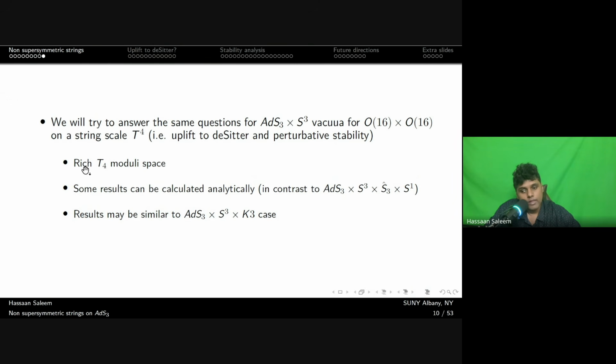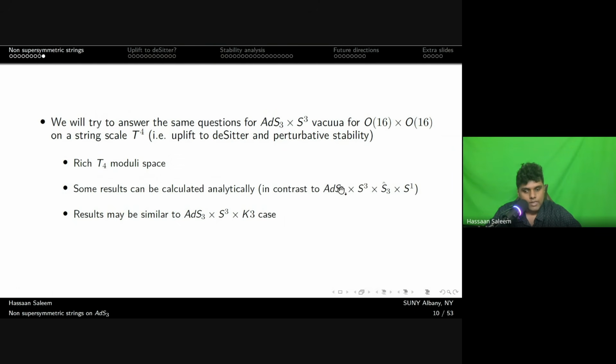One reason is that there's a very rich T4 moduli space, right? So you can look at different extrema in the T4 moduli space and study the theory around those points. There are some results that can be calculated analytically for this particular background. For example, if you look at the previous background that I mentioned, there are some results that can't be calculated analytically, but they can be calculated analytically for this particular background.